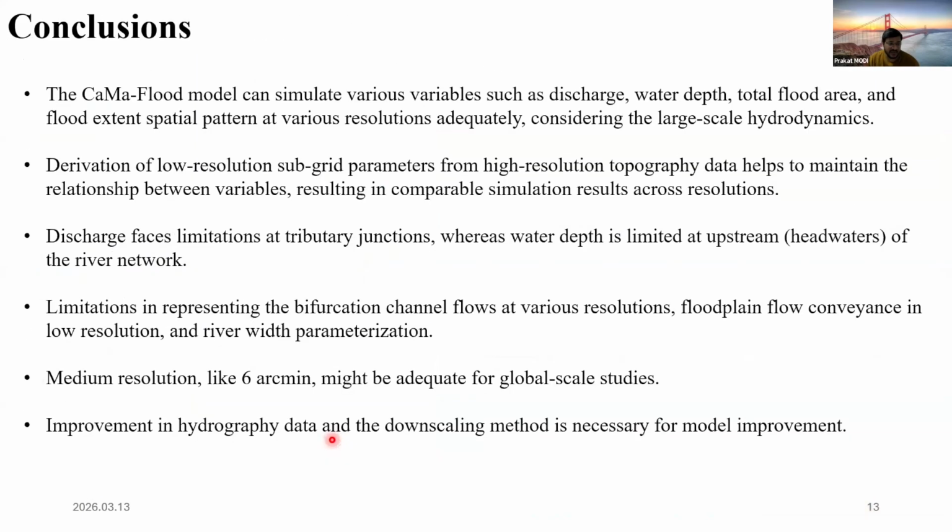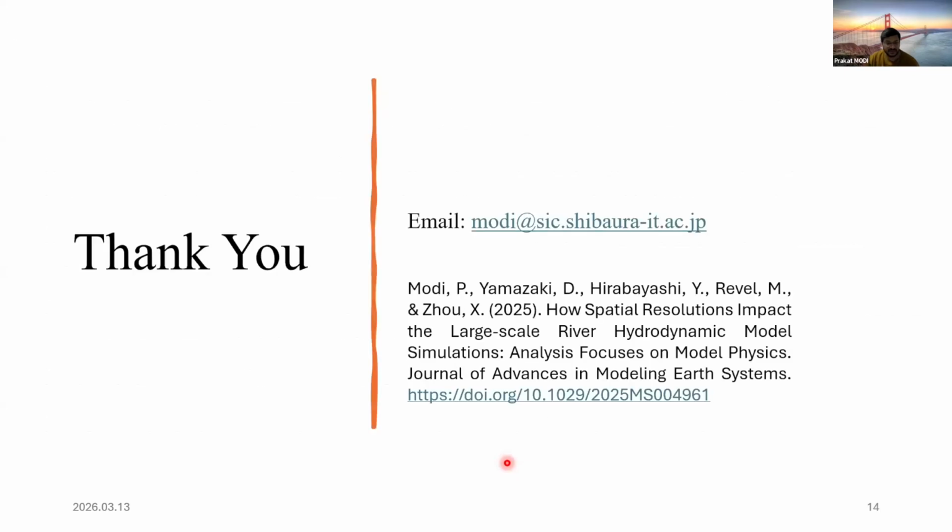So this was all about it. The main conclusion is that CaMa-Flood can perform simulations of various variables at low resolutions as well as at high resolutions, but there might be some discrepancies because of a few of the model physics changes due to the spatial resolutions. But medium resolutions like 6 arc-minute might be adequate for most global studies. And further improvement in hydrography data or downscaling methods can increase the capability of the model to perform much better in the future. That's it from my side. Thank you. If you have any question or comment, you can email me or ask directly.